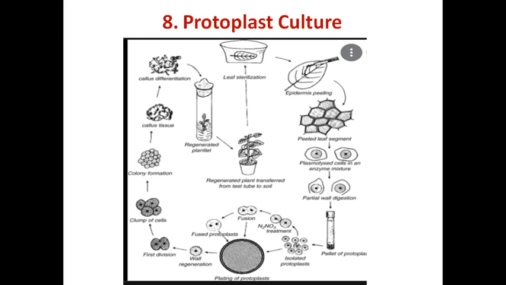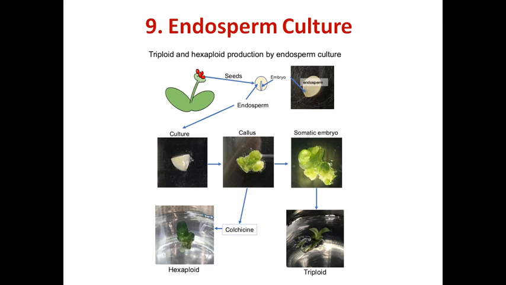Then apart from these major types of plant tissue culture, there are some other types of cultures also, such as organ culture, microspore culture, ovule culture, ovary culture, root culture, endosperm culture, nucellus culture, and embryo rescue. So next, students, I am focusing on endosperm culture. What is endosperm? Endosperm is nothing but nutritive tissue. There are two types of endosperm culture: one is mature endosperm culture and the other is immature endosperm culture.